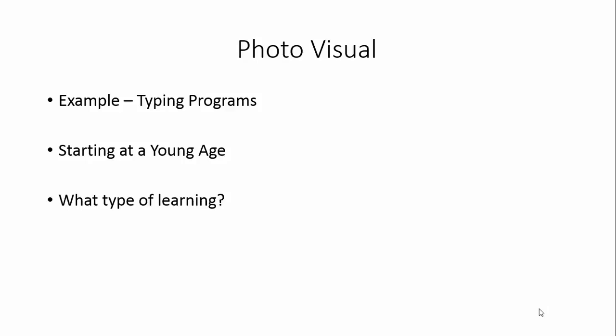We have a lot of learners now that need more hands-on, or that need to see things themselves to better understand it. So examples of photo-visual in our digital world are typing programs. Typing programs help you with learning how to type on the keyboard without having to look down and type with one finger every single time. It helps you make it a more fluid system, which is what it's supposed to be.